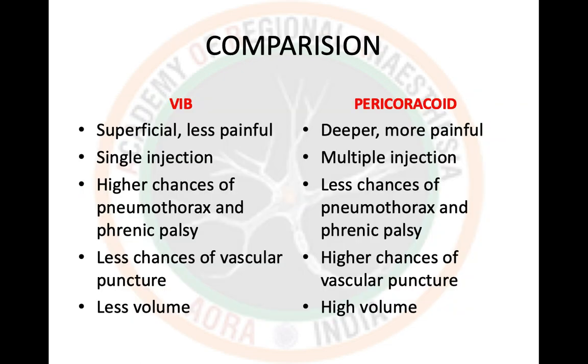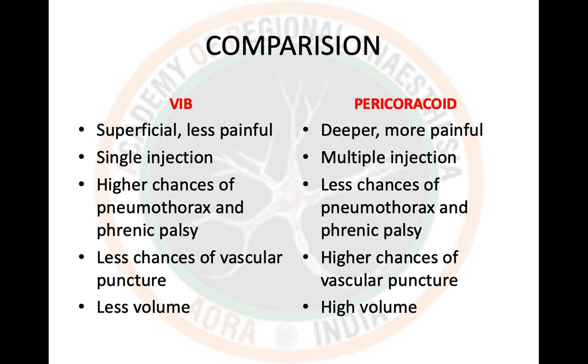So if you compare VIB with pericoracoid, VIB is superficial, it is less painful. Pericoracoid is a deeper approach, it is more painful as you pass through the muscles, so you require some good local infiltration. VIB is a single injection. For pericoracoid, multiple injection is recommended. For VIB you require 20 ml of LA, while with pericoracoid you require 30 to 35 ml of LA.